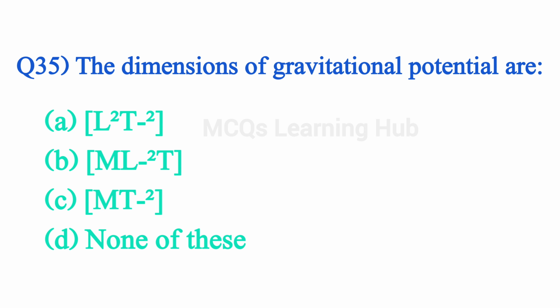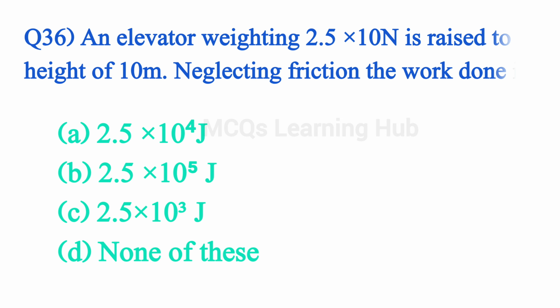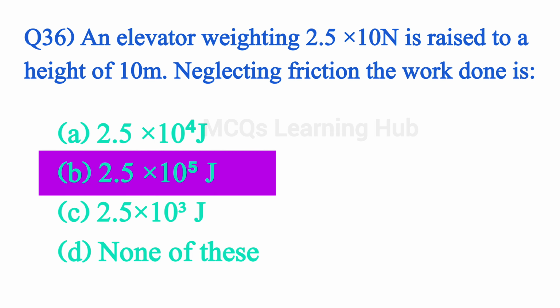The dimensions of gravitational potential are? Option A is correct. An elevator weighing 2.5 times 10^4 N is raised to a height of 10m. Neglecting friction, the work done is? Option B is correct.